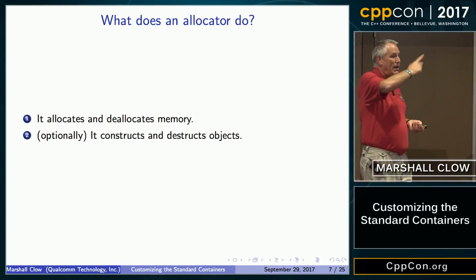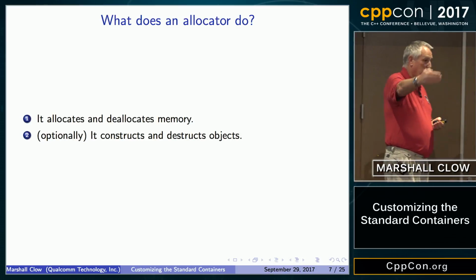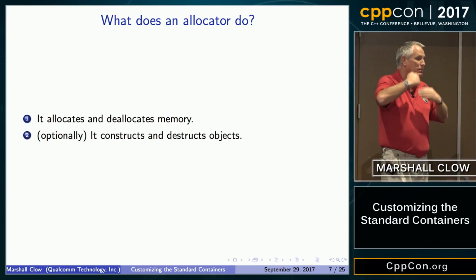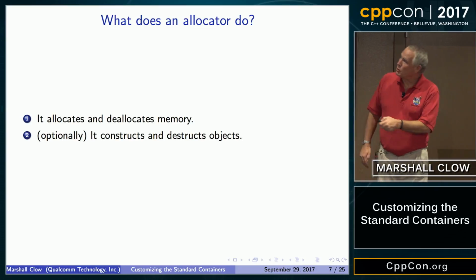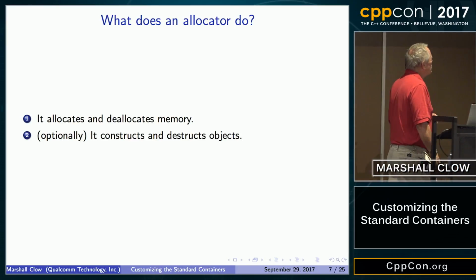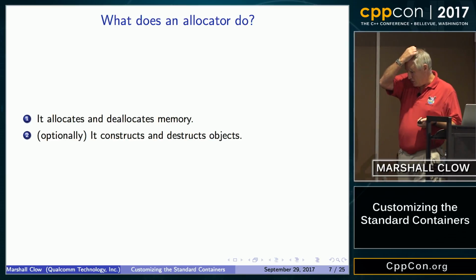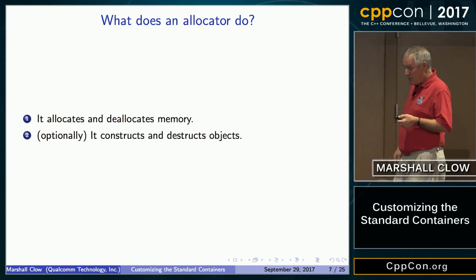And on the way out, the inverse thing is the same thing, but in reverse. The object is destroyed, and then the memory is freed. So you have allocate, deallocate, and construct and destroy. And construct and destroy are optional. You don't have to do those in your allocator.